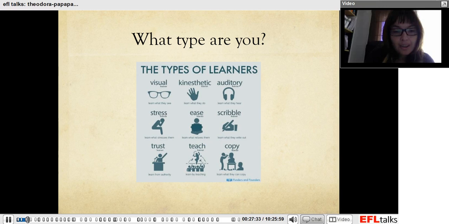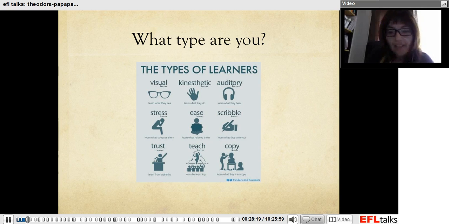First of all, I will concentrate on the visual types. Do you have any ideas how the visual types of learners learn? I see that some of you are writing. They like to see things. Yes, Carmen, that's correct. They learn by seeing things, by looking at things. It's based on some of Gardner's theory, and I'm going to talk about Gardner later. They like to see colors, they like to watch videos, they like to see and visualize words.